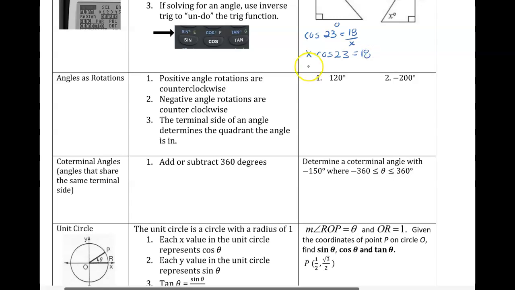So then to solve for x, we can just divide by cosine of 23 on both sides. And just make sure your calculator is in degree mode. And we divide that out. Should get 19.55 and then so on.